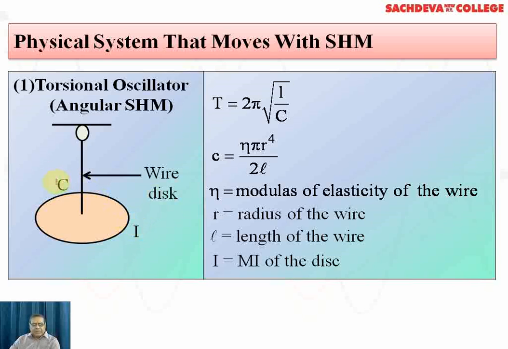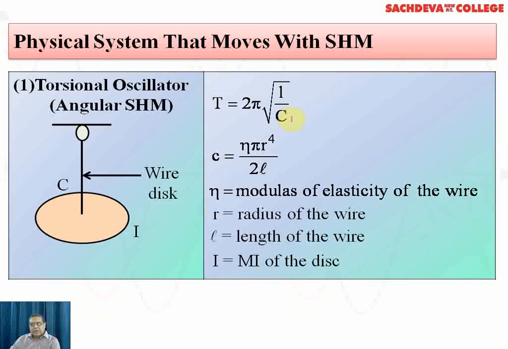In the torsional oscillator, the disc moves in a circle about the axis, and to complete one rotation, the time taken is T. So for one rotation, the time is T, that is the time period, and it is calculated by the formula T is equal to 2 pi under root I over C. Here we do not have to deduce the formula, rather we have to use it in numerical problems.